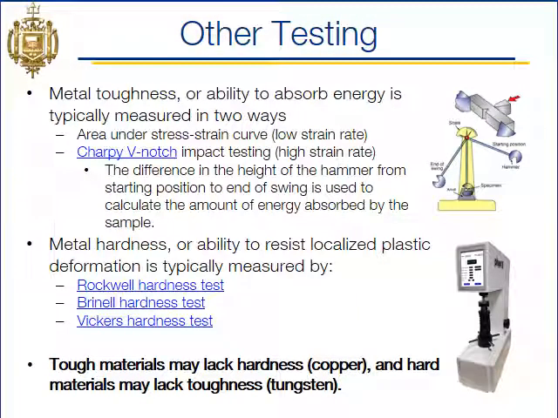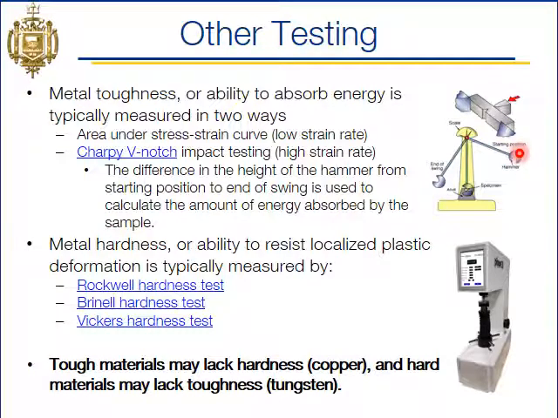So tensile testing isn't the only test that we run on metals. We have two other types of tests that are often run. One is called the Charpy V-notch test. The Charpy V-notch test is a high strain rate test where you take a hammer. So here's kind of a diagram of the Charpy V-notch test, and you take this hammer, you pull it to the starting position. At the starting position, we know how much potential energy it has. We put a small test specimen that looks like this into the machine, and then we drop the hammer.